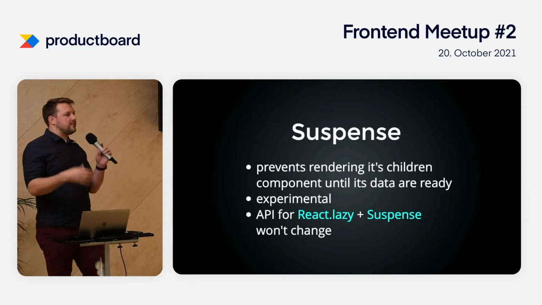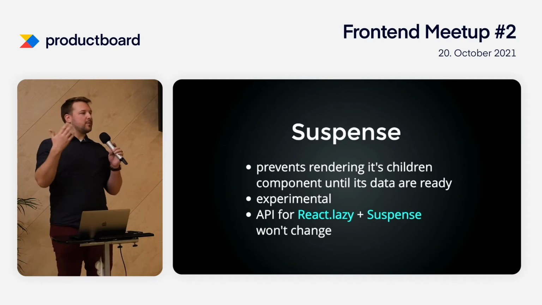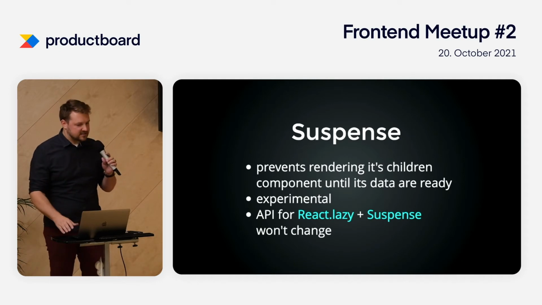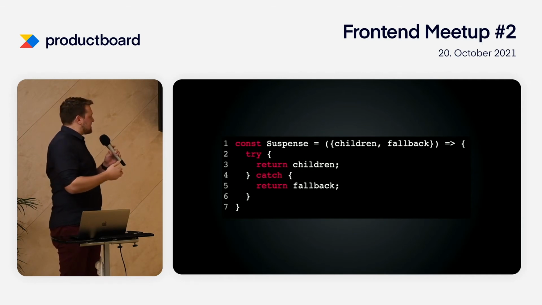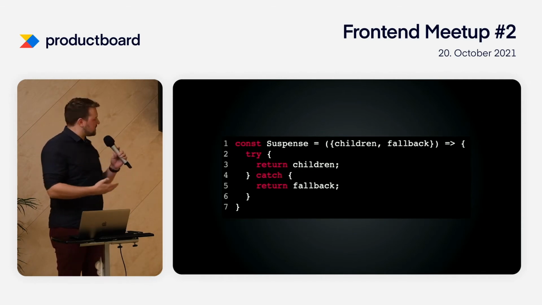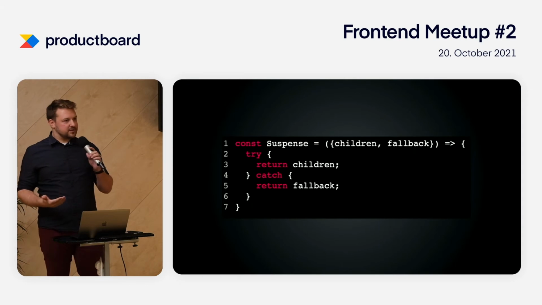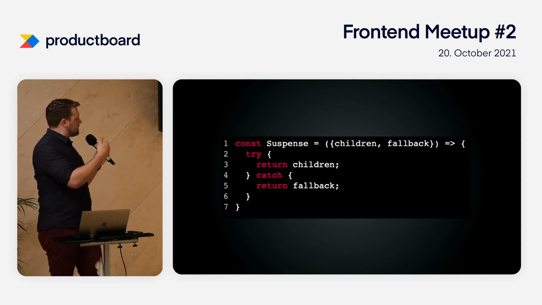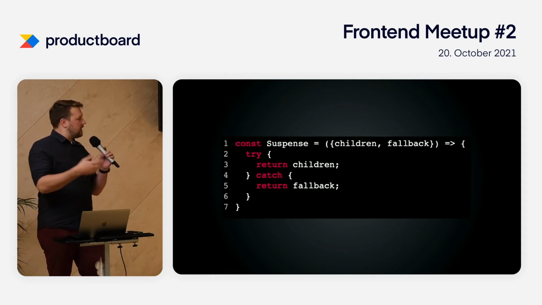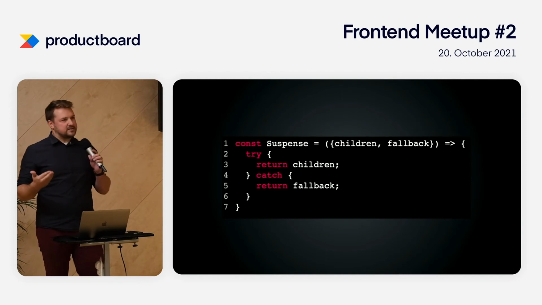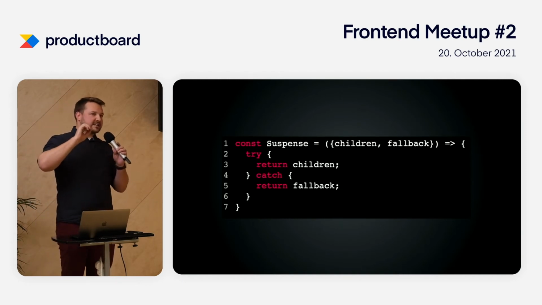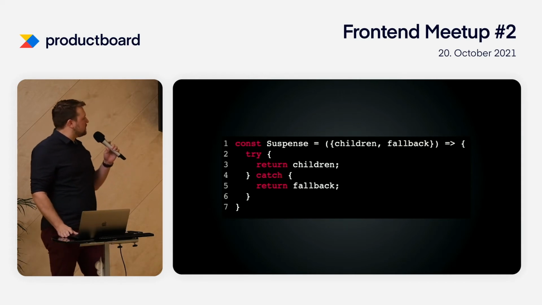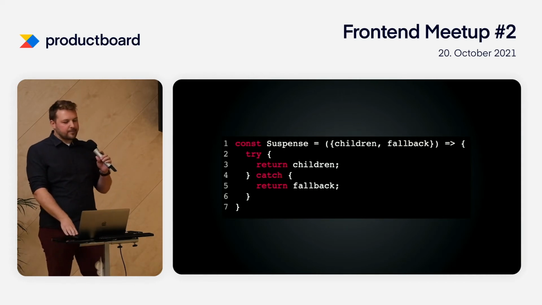So it prevents rendering its children. You might be wondering what kind of magic it is, and the implementation is really simple. It literally tries to render the children. And when this rendering process fails, which in terms of Suspense means that the rendering has to throw an exception, it will render the fallback.